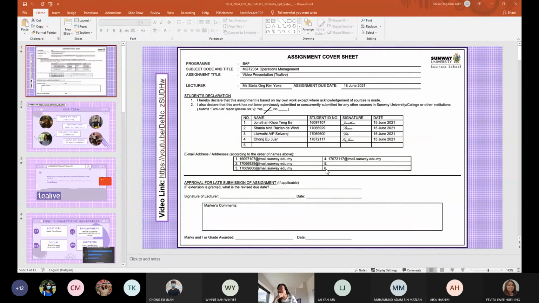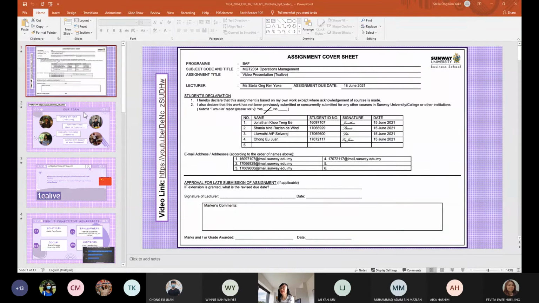And then the last one is T life. I don't understand why T life put this cover page in the slide. Just for a laugh. Don't take it so hard. But one thing good is this slide, you have the subject code, and this I accept because you have the subject code. You have the Sunway logo.